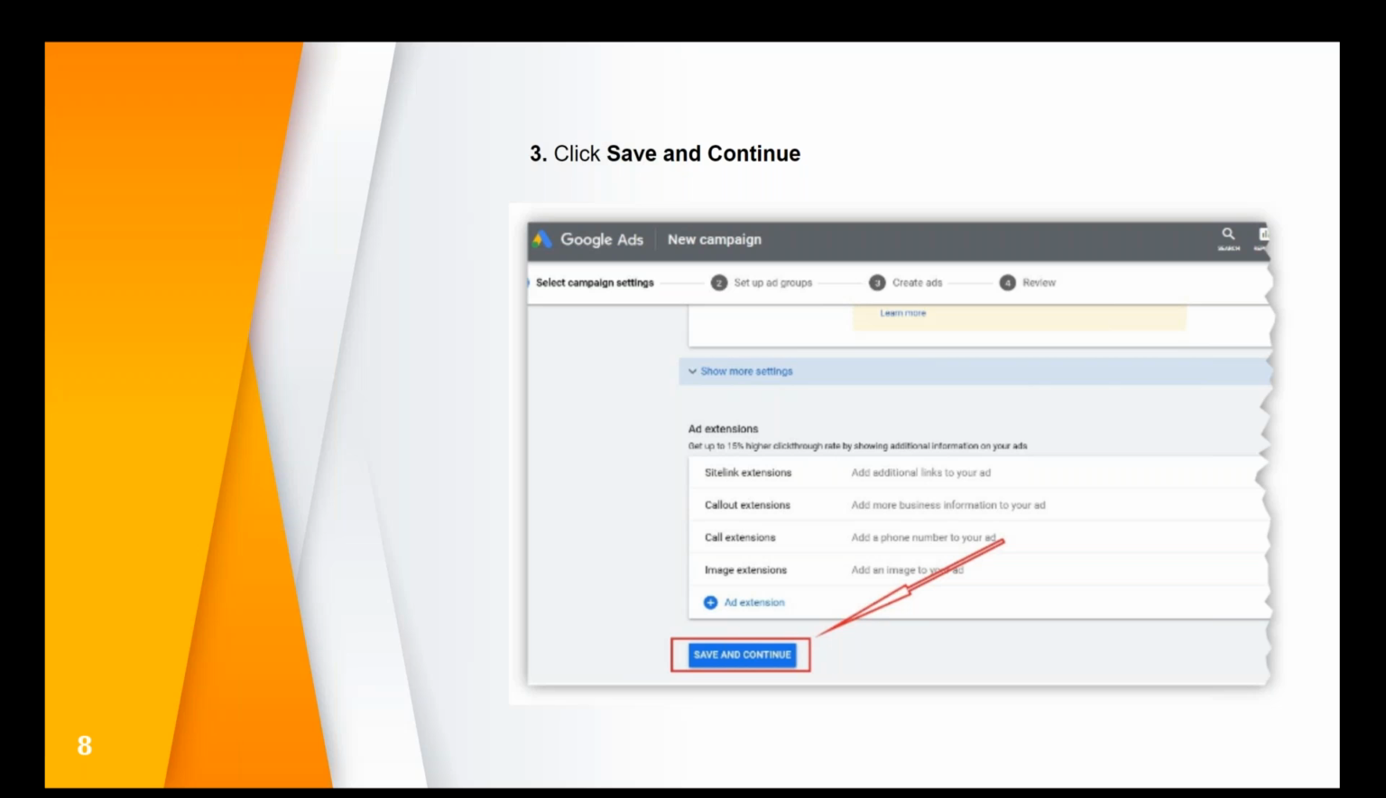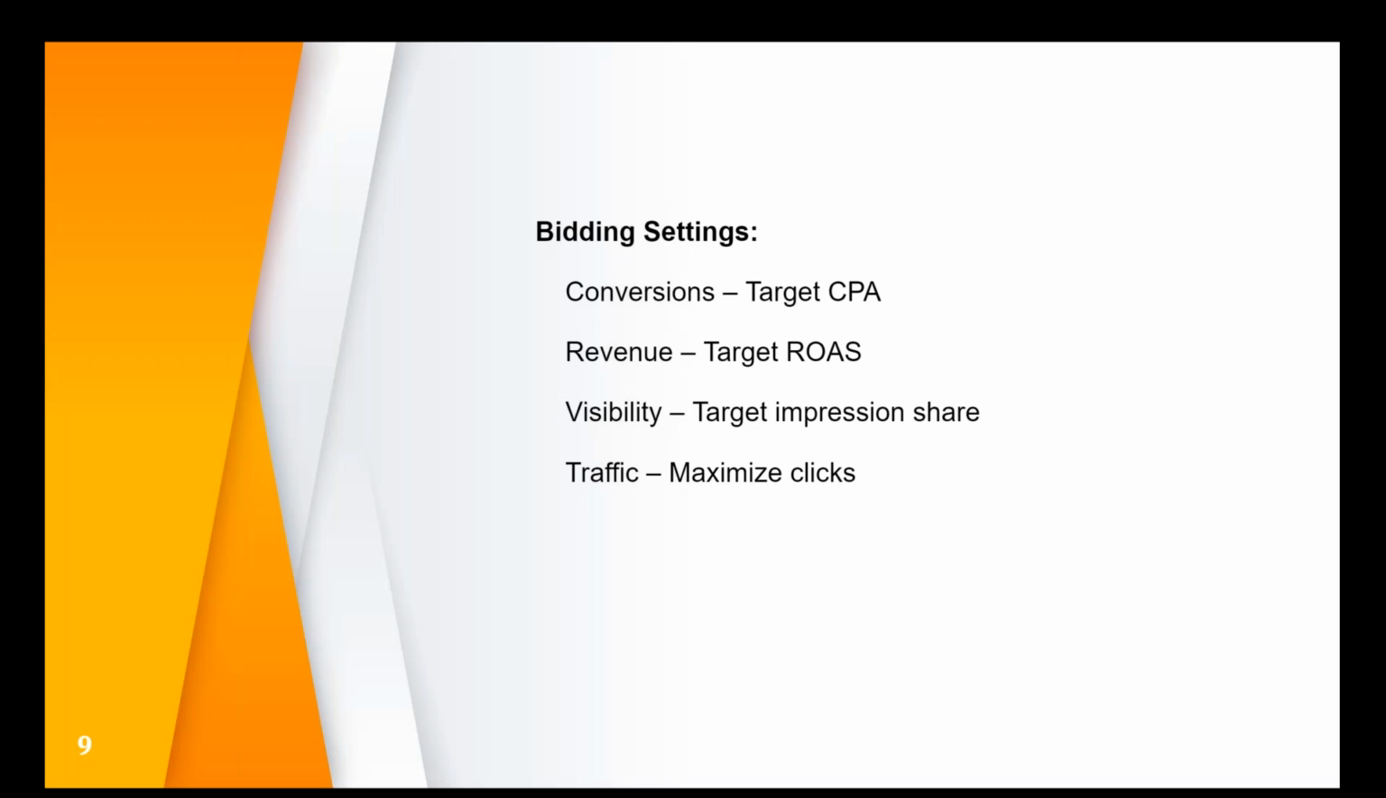So this bidding strategy depends on what the goal of the website is. Bidding strategy for conversion: you do cost per action. Revenue: you select target ROAS. Visibility: target impression share. So you are more concerned about people seeing your website. And for traffic, maximize clicks. If you say, okay, I know when people see my website, I want as many clicks as possible.